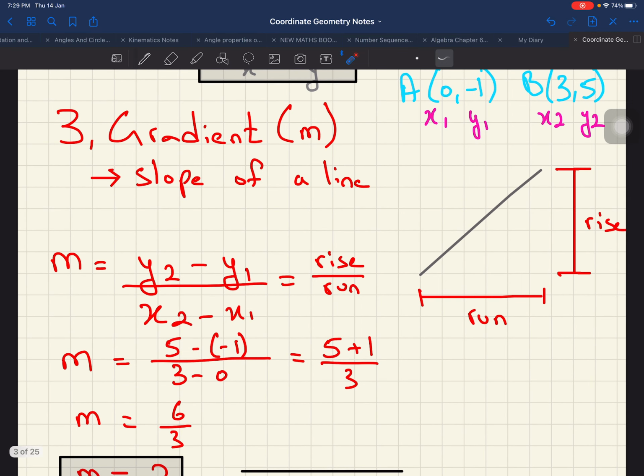Gradient is also called the slope of a line. So that means it's a ratio of rise upon run. This is a line which is inclined. If the line is inclined and it is making some sort of angle with the horizontal surface, that means it may have a gradient. So it's a ratio of rise upon run.